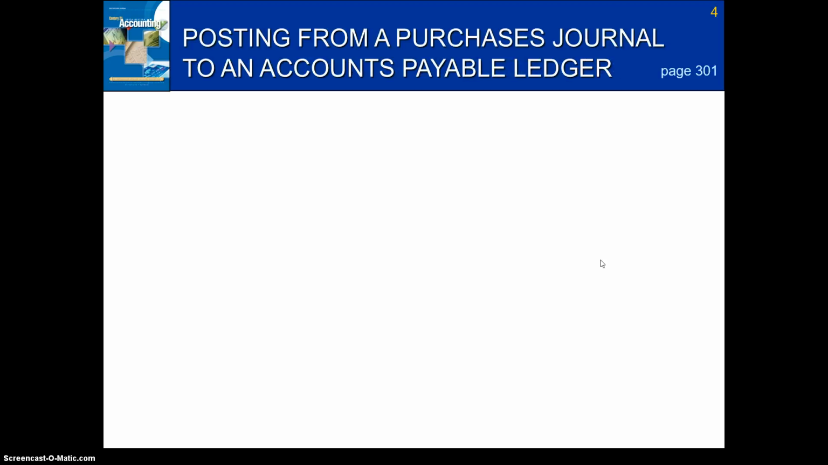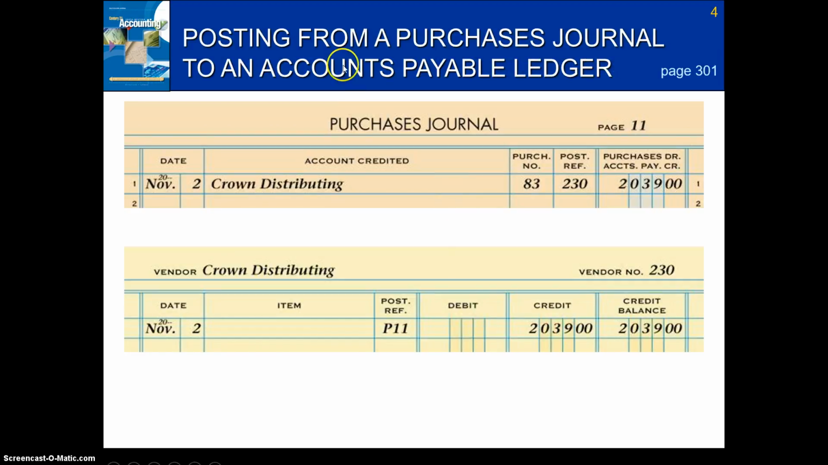Okay, so now we're ready to post from a purchases journal to an accounts payable ledger. So we've done the purchases journal in the last chapter, and we're ready to post that. So this is exactly what we did. Remember, your purchases journal only had one column, but it's for two separate accounts. It's for the purchases debit and an accounts payable credit. So this one's for Crown Distributing. So we're going to go to the Crown Distributing ledger. The first thing we're going to do is put in the date that it happened, so November the 2nd.